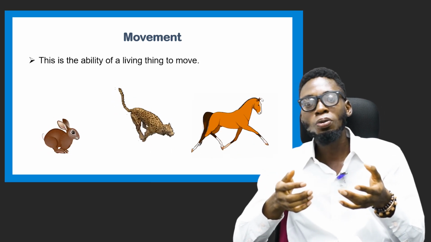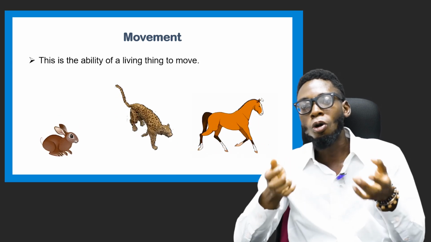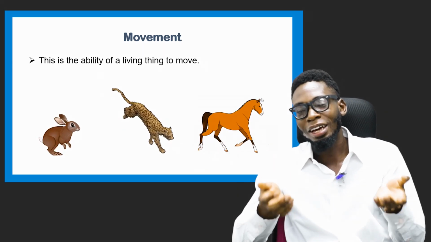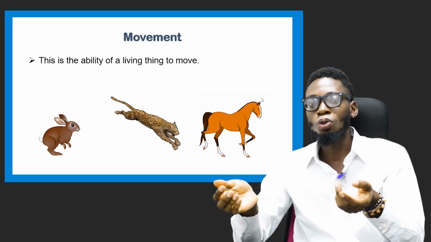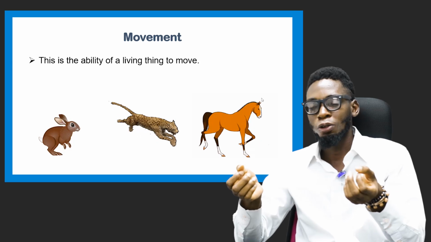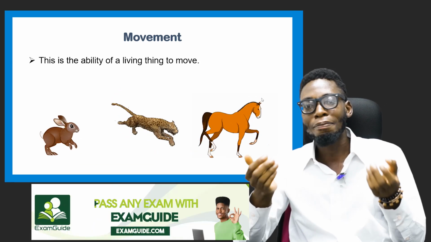Living things also move in search of homes or habitats. A habitat is the home of an organism. So, living things also move in search of a conducive habitat to live.